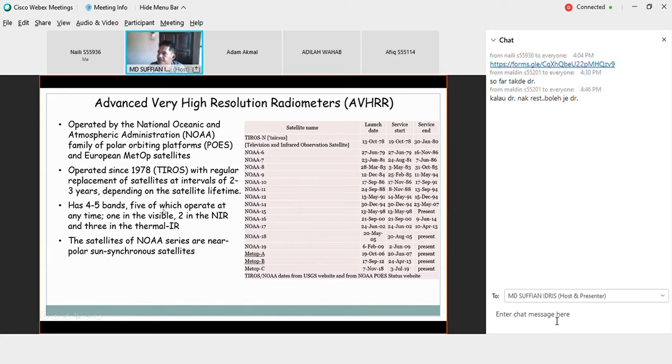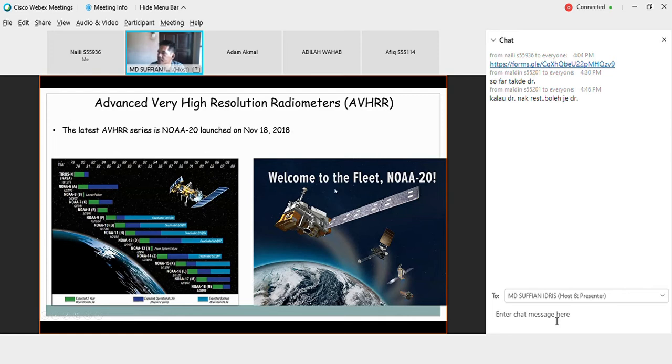So AVHRR daripada NOAA, okay, kita tahu sekarang dia ada NOAA 20, okay, so dia ada 4 to 5 bands, okay. Ini kalau tengok dia start daripada tahun 78 lagi, start daripada apa nama kita panggil sebagai TIROS, okay, television and infrared observation satellite, okay, and then dia pergi ke NOAA 6 sampai ke sekarang ni, okay, kita ada NOAA 20, okay. NOAA 20 pada 2018. Bermaksud tahun depan dia akan launch satu lagi NOAA 21.